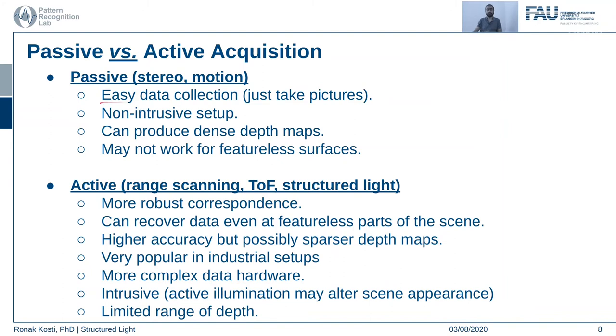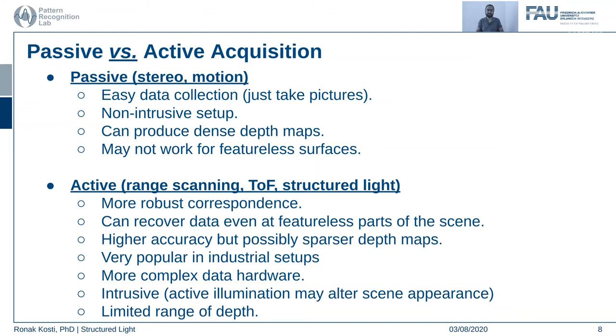It's a non-intrusive setup in the sense that in the real world, you're not projecting additional information or additional patterns to capture. And it can produce nice, dense depth maps because, depending on the kind of features that are present in your image, if there are highly distinctive features, it will be easier to generate nice dense depth maps, as we have seen before. But again the same argument goes here that if the surface or the scene is featureless, it would be a very big challenge for such passive systems to acquire correspondences.